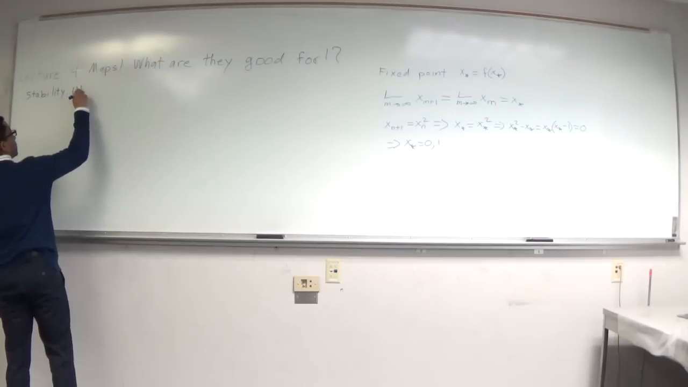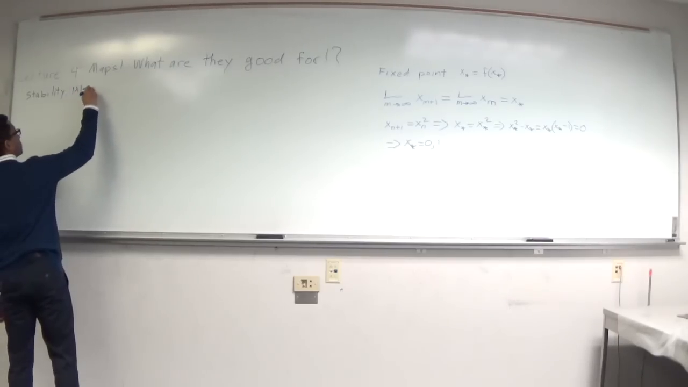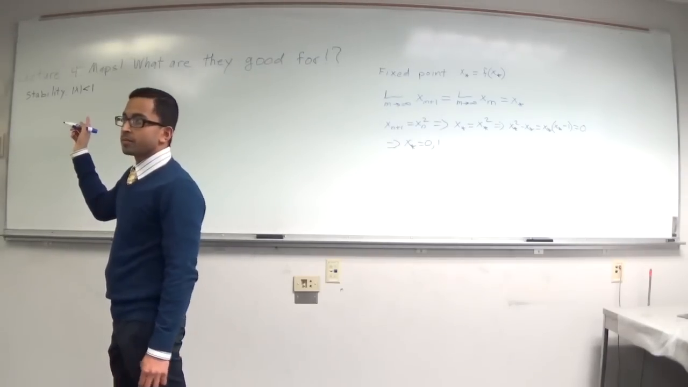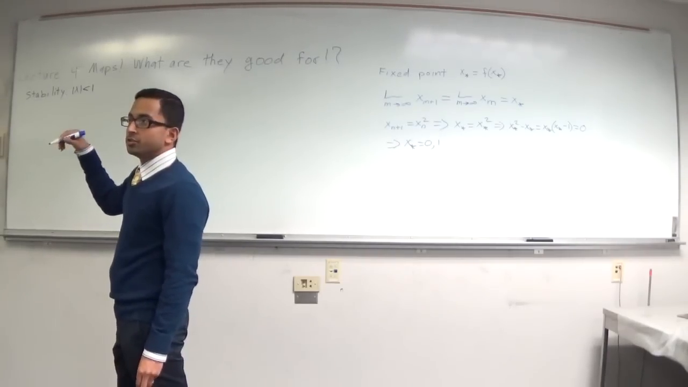So if lambda is greater than 1, all those eigenvectors are going to correspond to the stable direction.